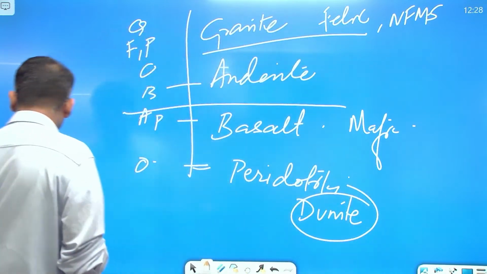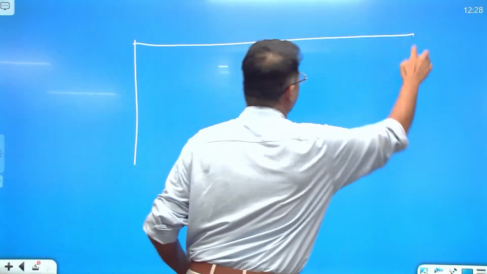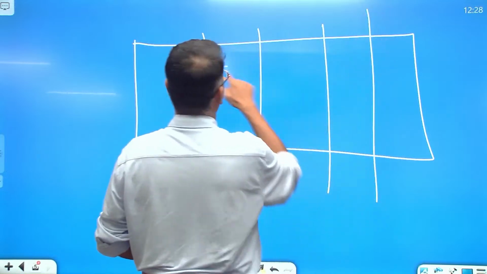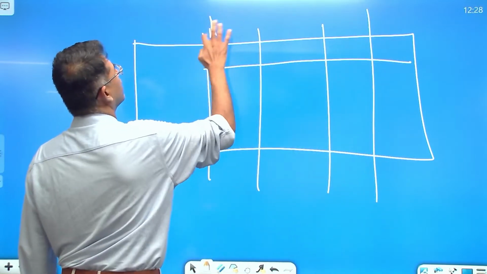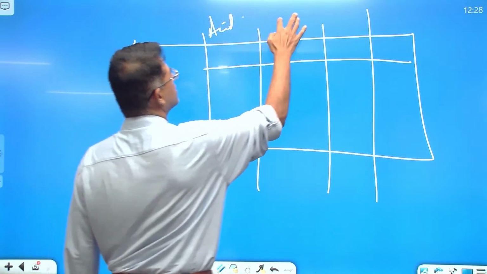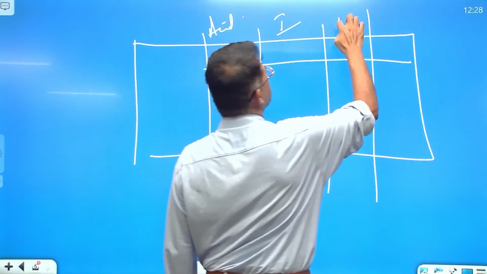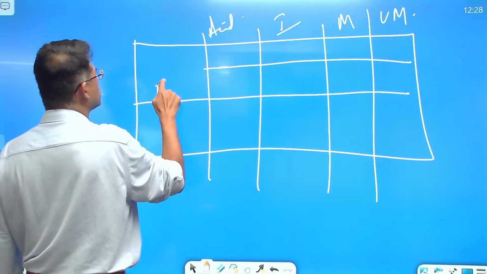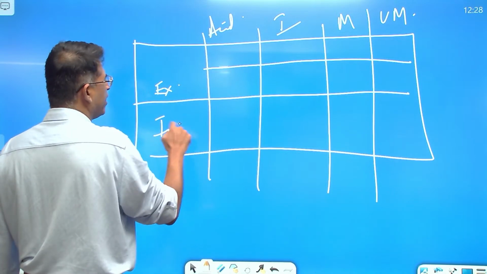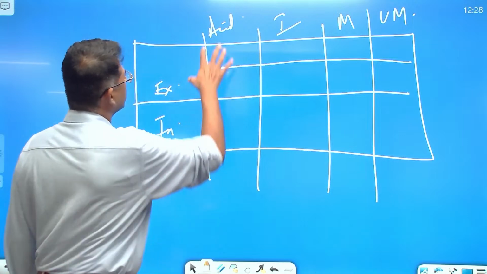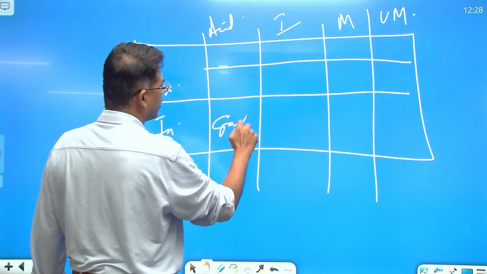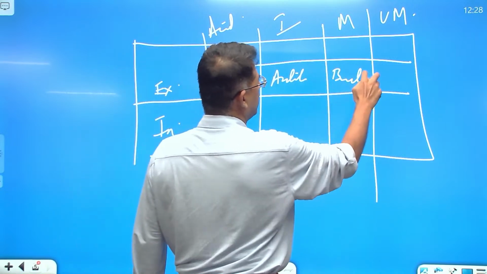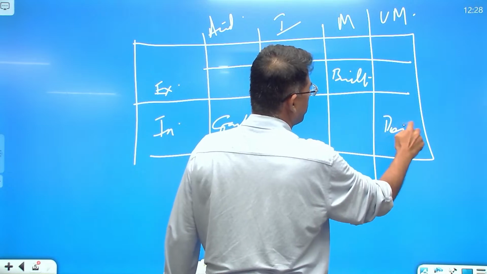So, I hope you remember this table. These are the acidic ones. These are intermediate ones, mafic and ultramafic. The extrusive equivalent, the intrusive equivalent. Here granite, here andesite, here basalt, and this is peridotite.